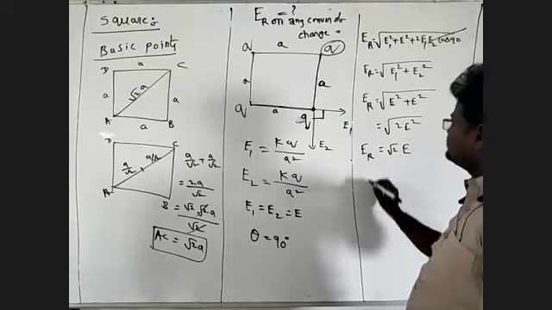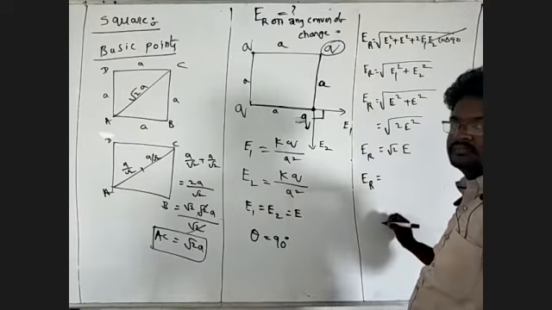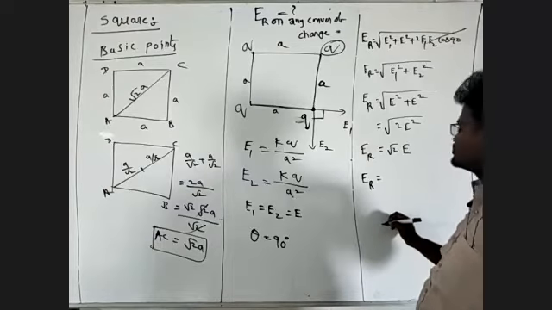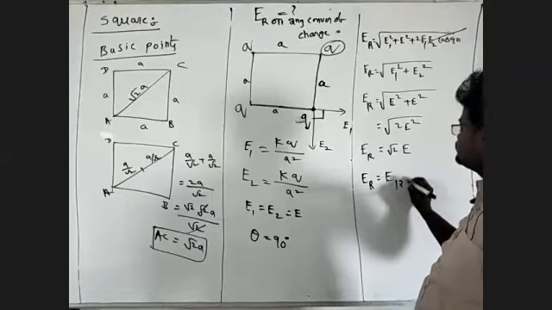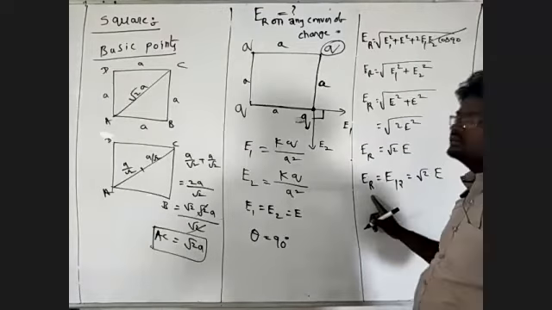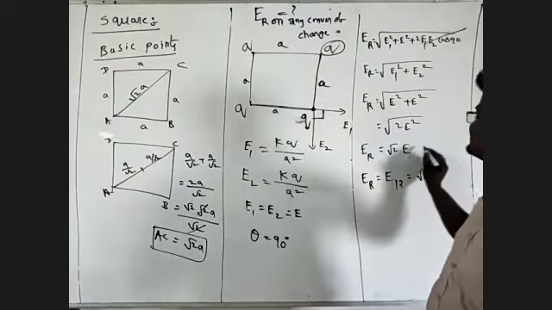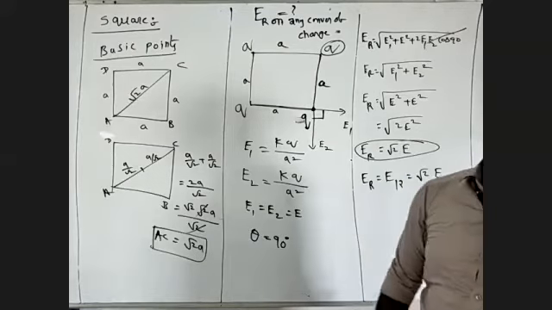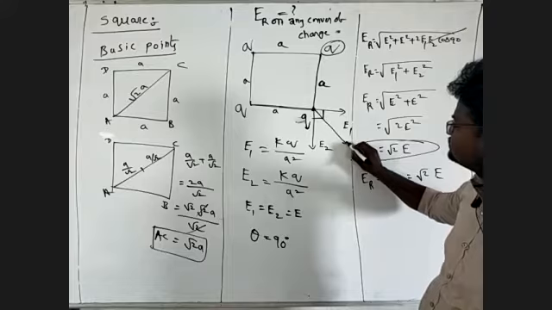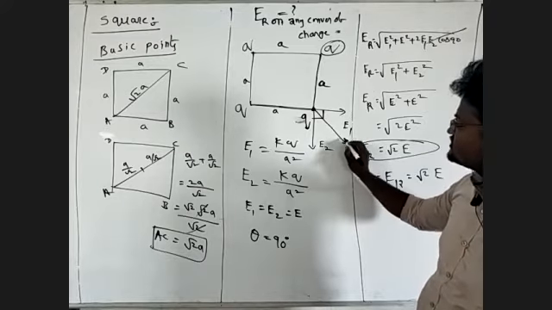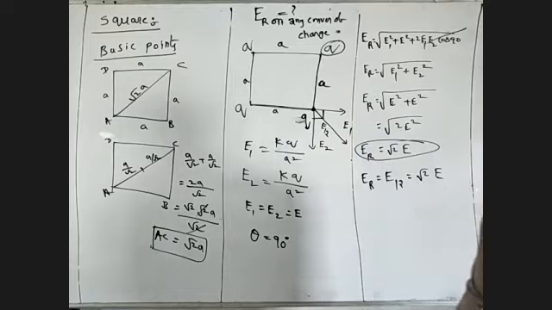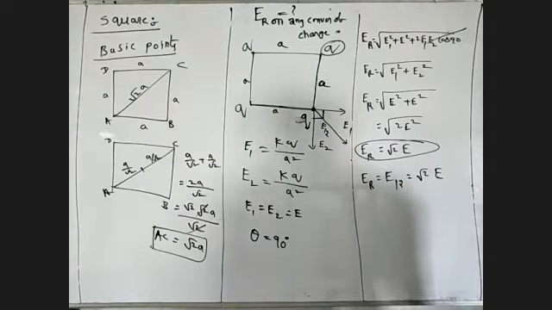This is the resultant intensity of electric field on the corner charge. On the corner charge, E12 is equal to root 2E. This is the magnitude. But direction is along this line, this is the direction. We call this E12.